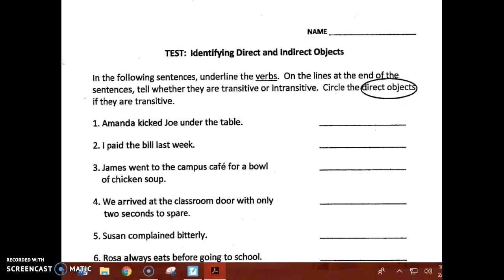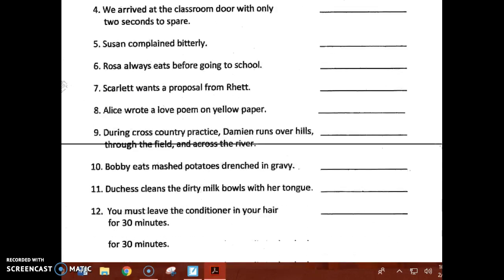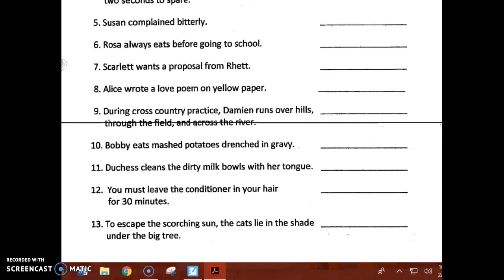Number 5. Susan complained bitterly. Number 6. Rosa always eats before going to school. Number 7. Scarlett wants a proposal from Rhett. Number 8. Alice wrote a love poem on yellow paper.